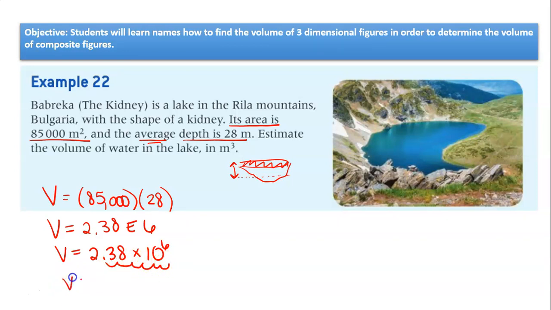So our volume is, and we have 4 zeros afterwards because we moved this 2 and then 4 more places. There's 3, so 2,380,000 meters cubed is our volume of this kidney lake.